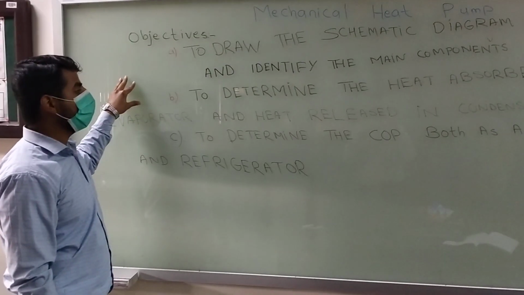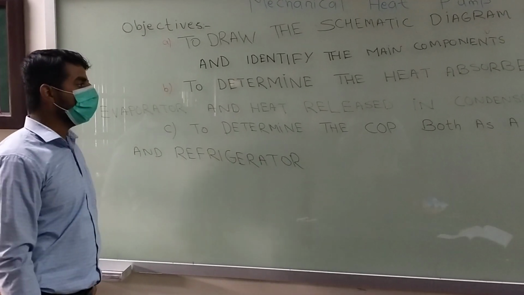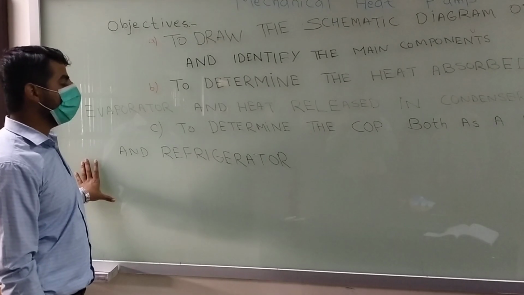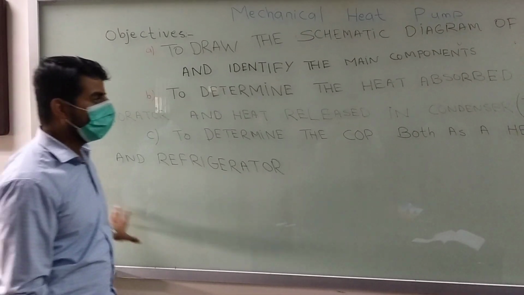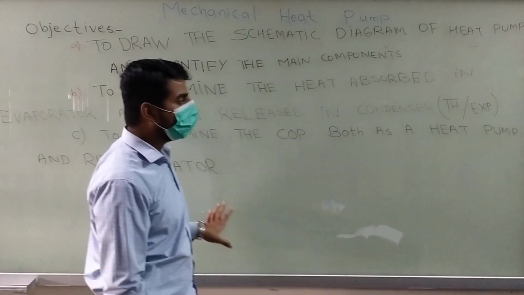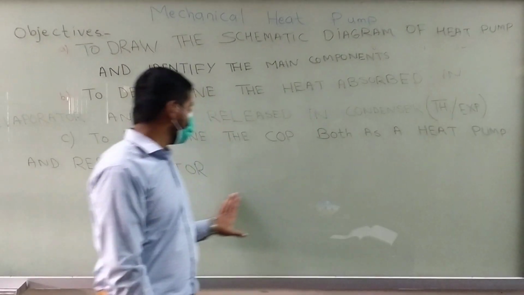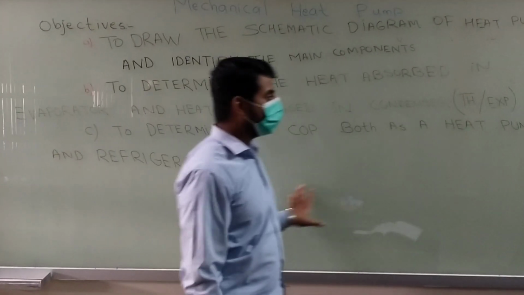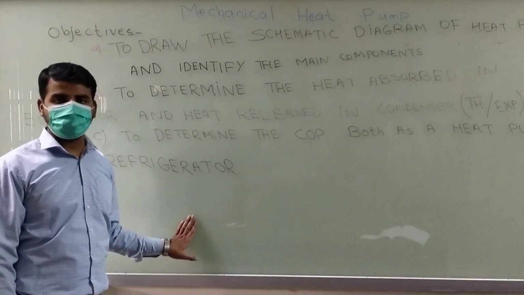The second objective is you have to determine the heat absorbed in evaporator and heat released in condenser. And the third one is you have to finally determine the COP, coefficient of performance of heat pump. You have to calculate the coefficient of performance of the same equipment both as a heat pump, and if the equipment is used as a refrigerator, then you have to determine the COP as well. In both cases, you have to determine the coefficient of performance.